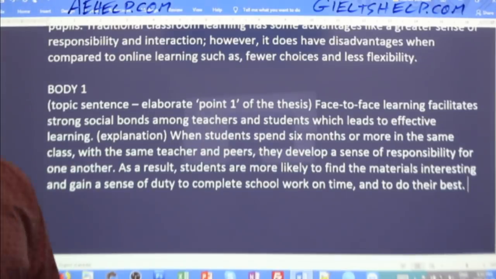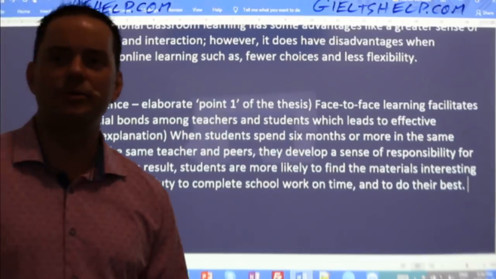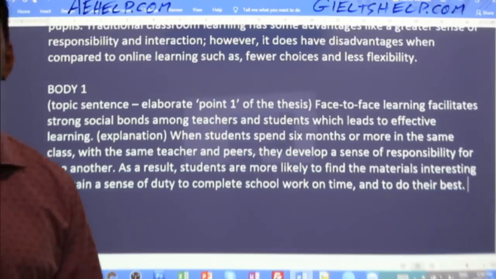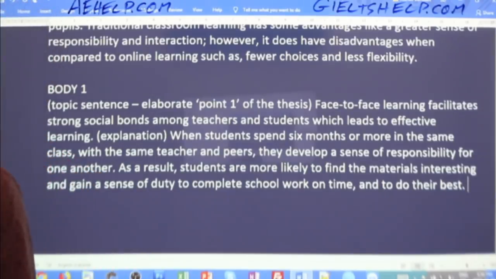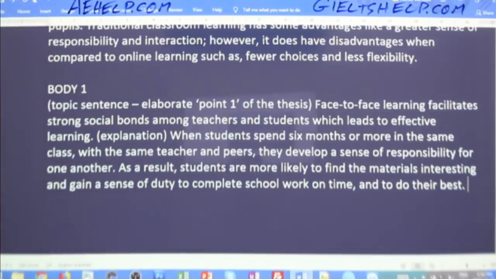Begzod Suyunov says, there are thousands of people all around the world who spend months or even a year to get high quality education by going to a traditional classroom. This time spent learning with teachers and classmates creates a sense of duty. Absolutely, Begzod, you are on the right track.